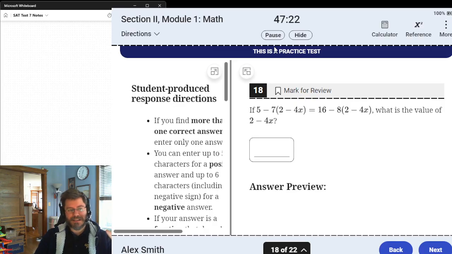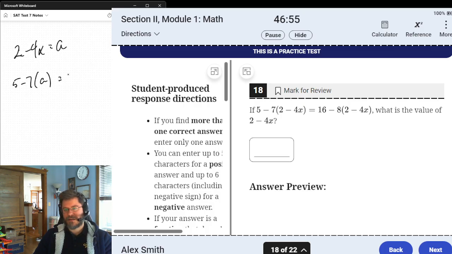Because this is repeated in here, the strategy is to replace that repeated value with a simpler variable, because we don't actually want to solve for x. We want to solve for 2 minus 4x. So we're going to say in our expression, 2 minus 4x equals a. And we're going to say 5 minus 7a, not 2 minus 4x, but rather a, equals 16 minus 8a. Wherever we have 2 minus 4x, we simplify it with a simpler term.